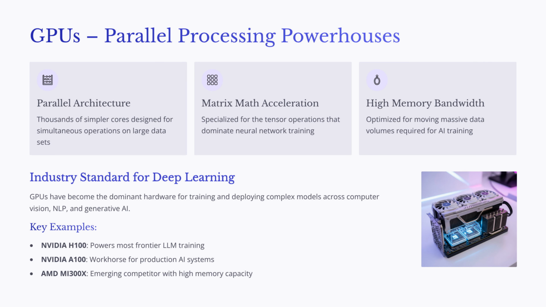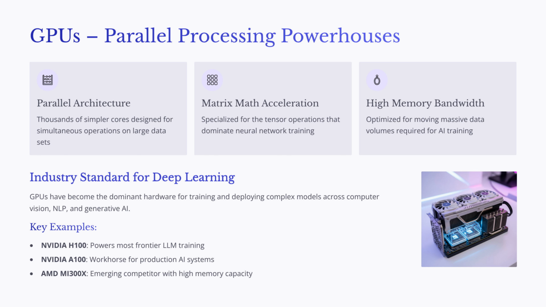GPUs, or graphics processing units, are the true engines of deep learning. Originally built for rendering graphics, their architecture of thousands of simpler cores turned out to be perfect for the parallel matrix math required in AI. They accelerate tensor operations dramatically, cutting training times from months to days. High memory bandwidth ensures that massive datasets flow efficiently, keeping cores fully utilized. Today, GPUs are the industry standard for training and inference across computer vision, natural language processing, and generative AI.